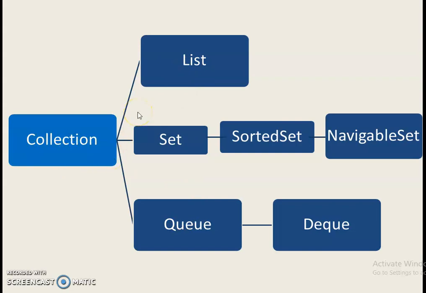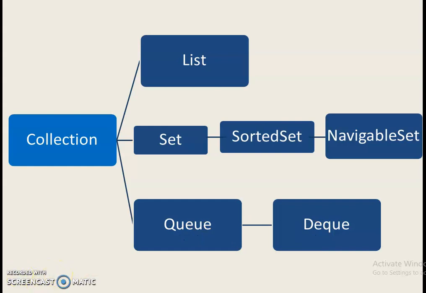In previous videos, we discussed the List interface and the related classes. We have discussed the Set interface and the related interfaces and classes. In this session, we are going to discuss the Queue interface and the sub interface of it, that is DQ, and we are going to discuss the related class.